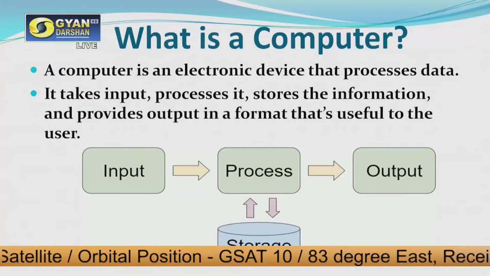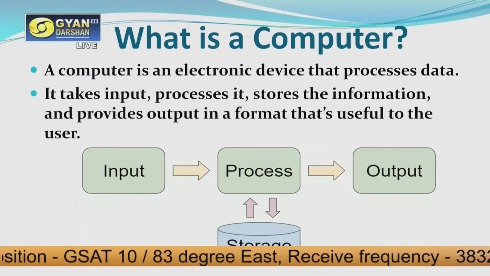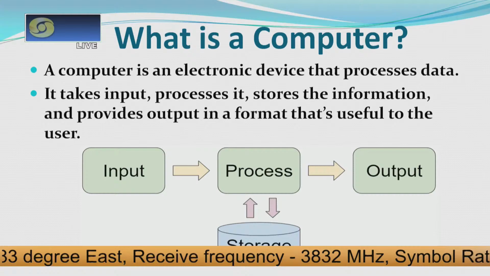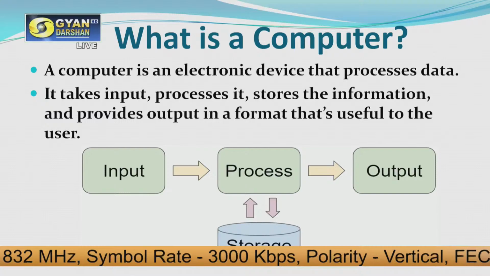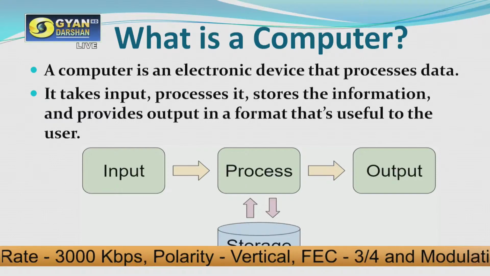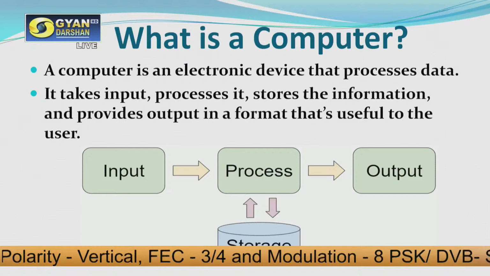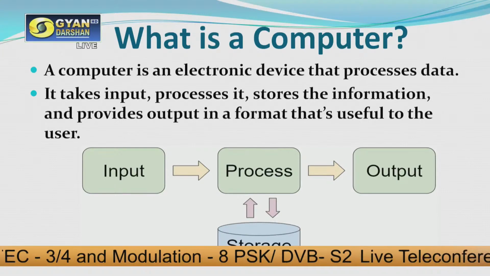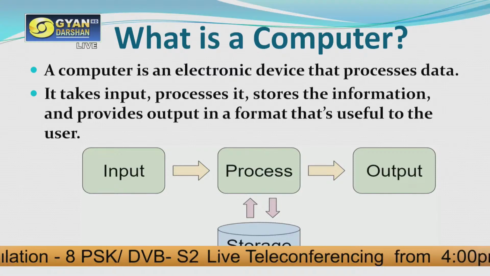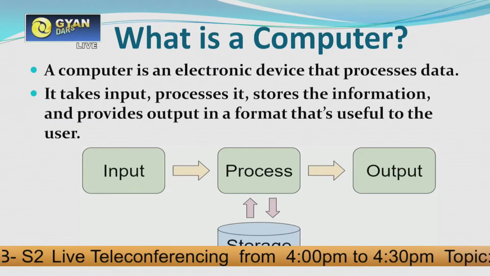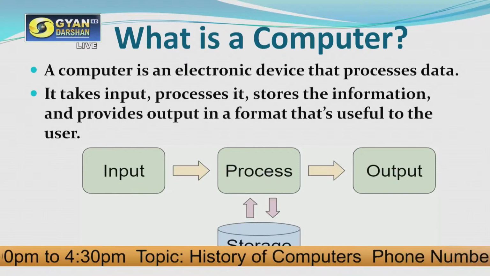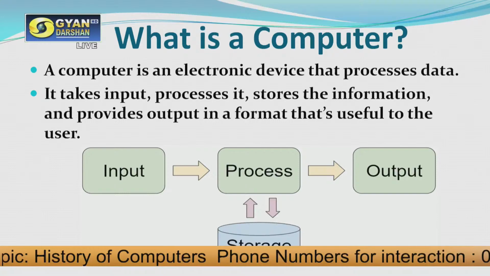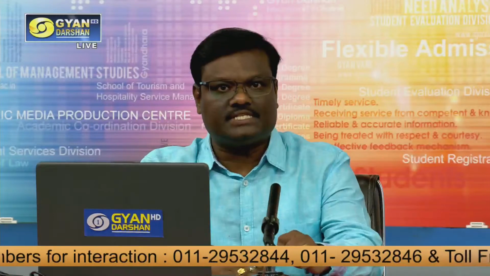A computer is an electronic device that processes data. For this definition, you have to remember 3 or 4 terms. One is input, the other is the process, the third is the output, and the fourth is the storage. These are the 4 terms one has to remember whenever we are defining a computer. So a computer takes input, processes it, stores the information in the storage, and provides output in a format that is useful to the user. Whatever the application that we talk about, all these 4 things are involved.